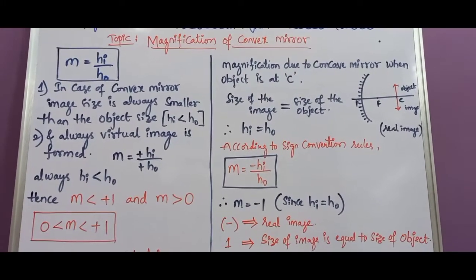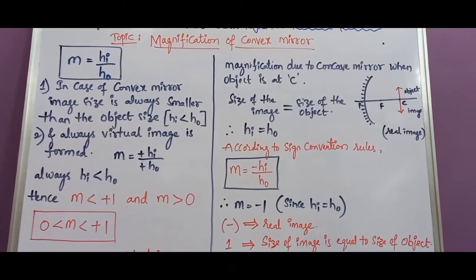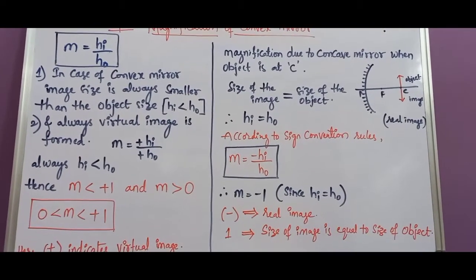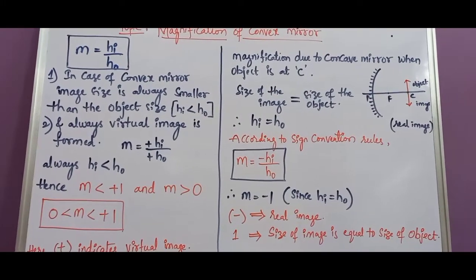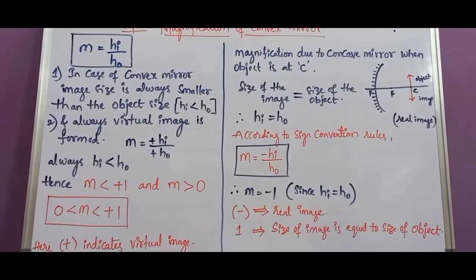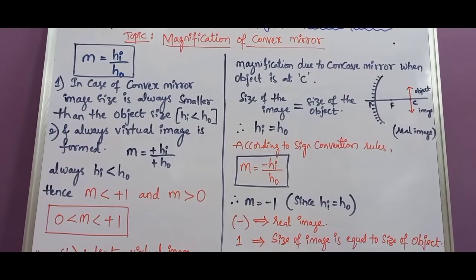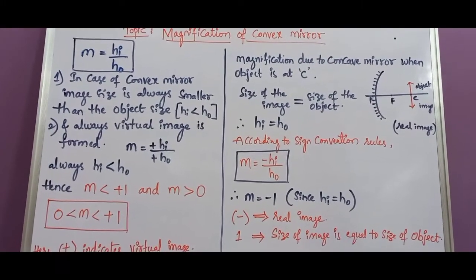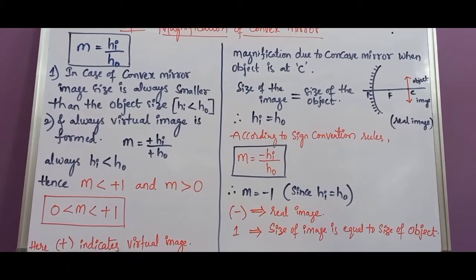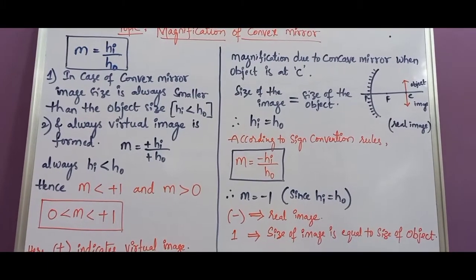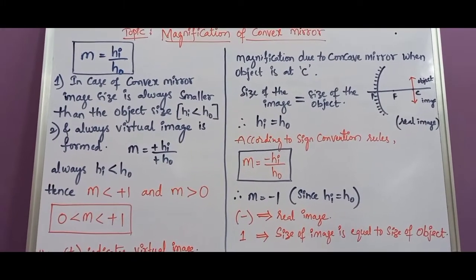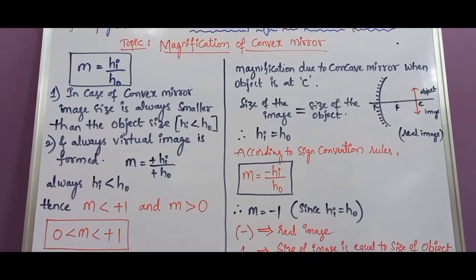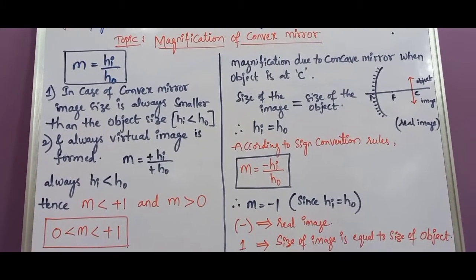In case of convex mirror, we have to remember 2 points, children. First one is, image size is always smaller than the object size. That is in case of convex mirror. Image size or height of the image, hi, is always smaller than the object size, that means height of the object, ho. Hi is always smaller than ho. So, we can write hi less than ho.